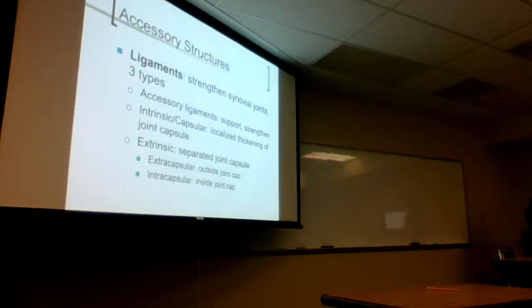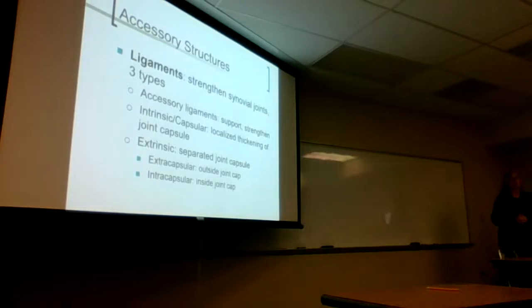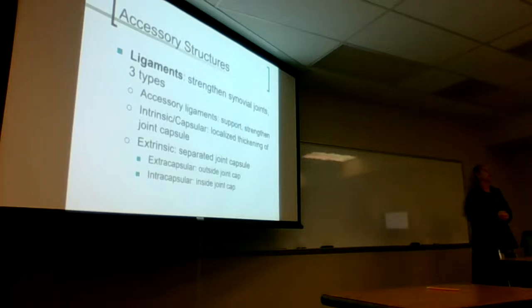Accessories. Most of us like to have accessories, right? When we leave the house, we have to have a shirt and pants, but most of us like to do something else, like some bling, right? At least a watch. So accessory structures, you're not going to find them in all the joints, but you'll find them in many of the joints to help function. So the first ones we have are ligaments.